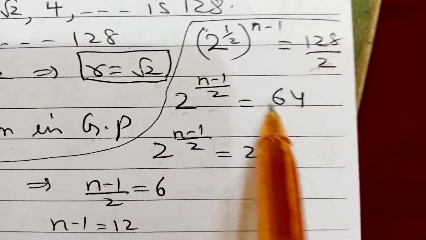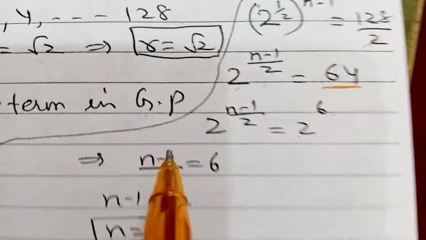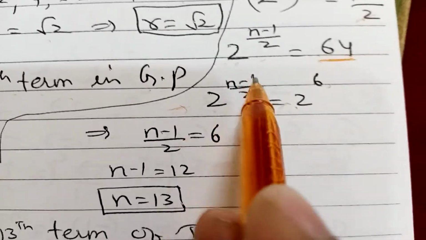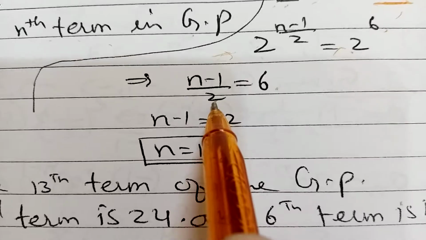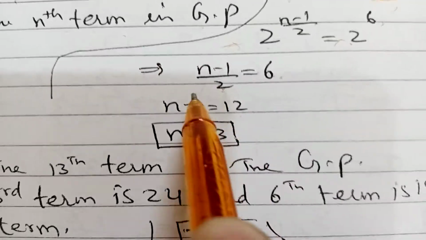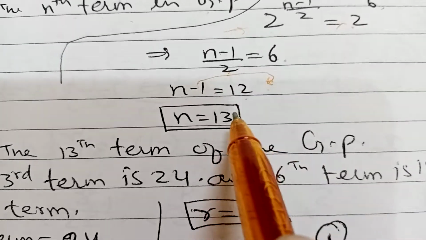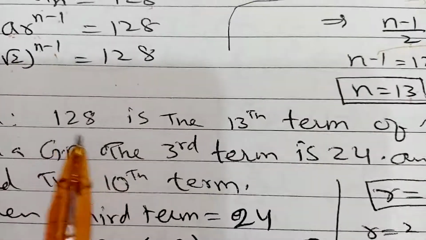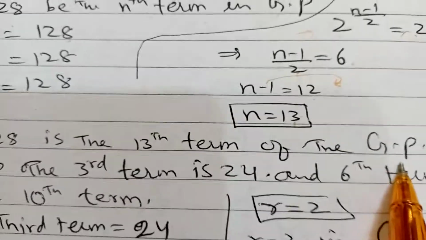Since the base is 2, we can write 64 as 2 power of 6. So the 2s cancel, n minus 1 by 2 is equal to 6. Cross multiply, 2 into 6, 12. Send minus 1 there, it becomes plus 1. 12 plus 1, 13. So n is equal to 13. Therefore 128 is the 13th term of the GP.